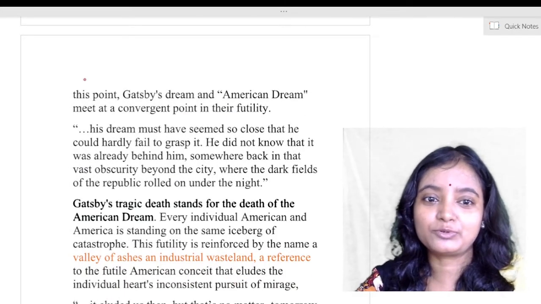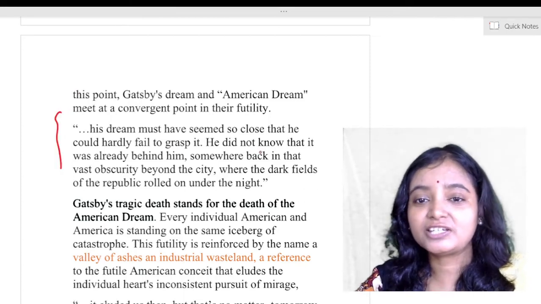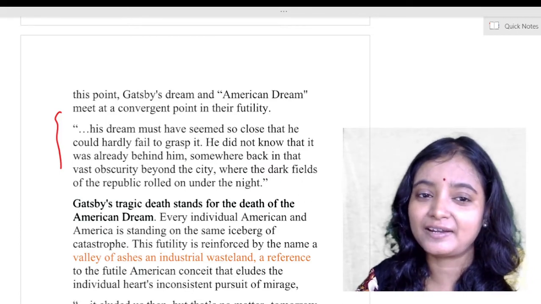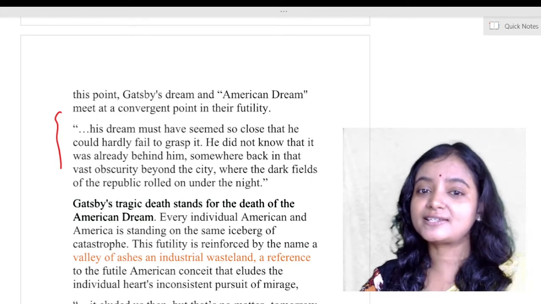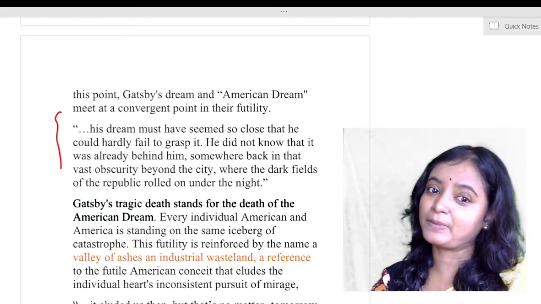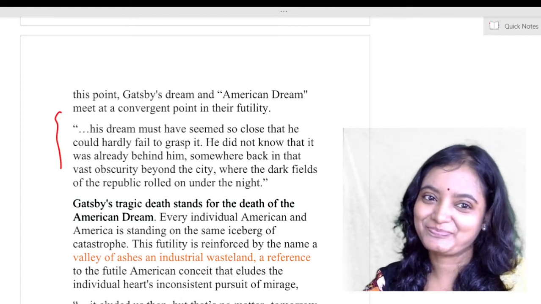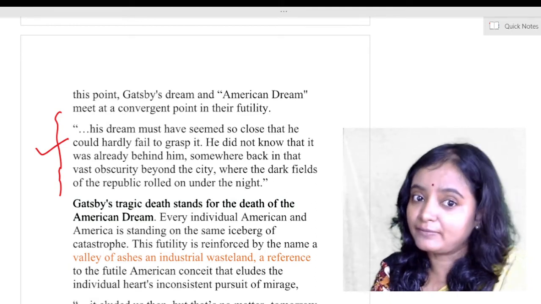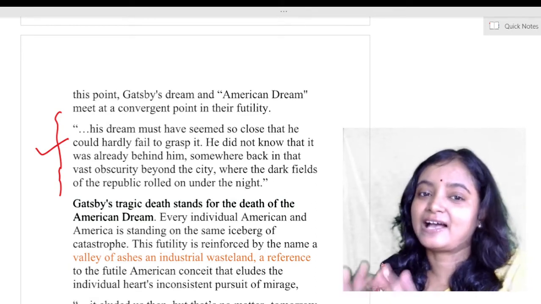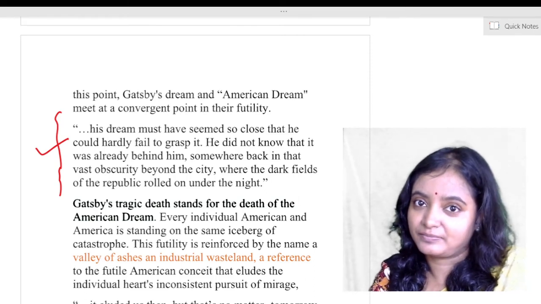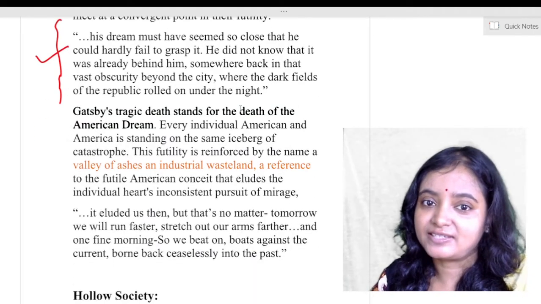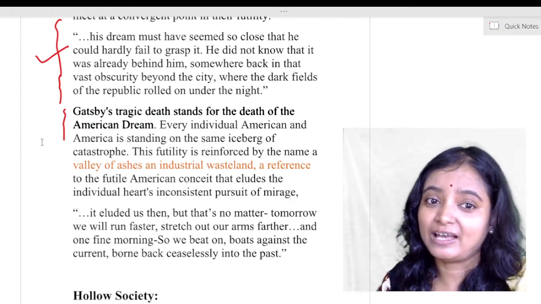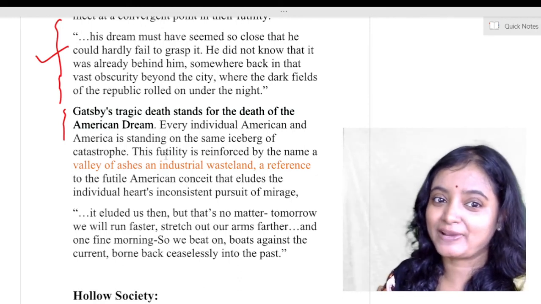His dream must have seemed so close, he could hardly fail to grasp it. He didn't know that it was already behind him. Somewhere back in that vast obscurity beyond the city, where the dark fields of the Republic rolled under the night. So in this line, Fitzgerald collaborates the dream of Jay Gatsby and the American dream in the same line. Gatsby's tragic death stands for the death of the American dream. Every individual American and America is standing on the same iceberg of catastrophe.